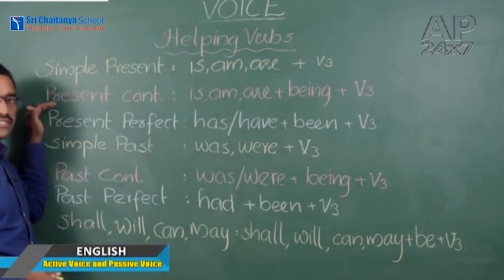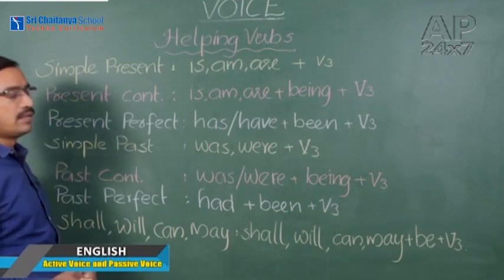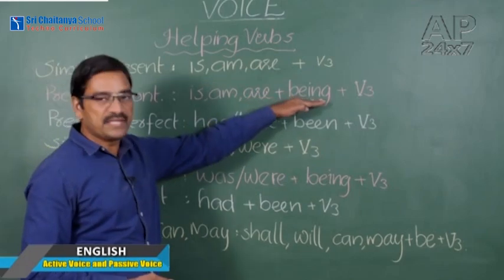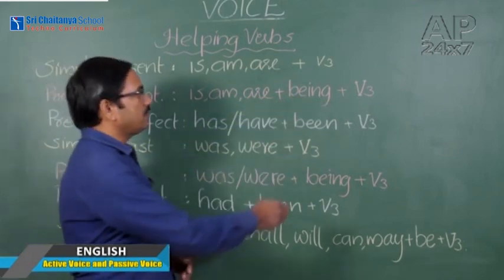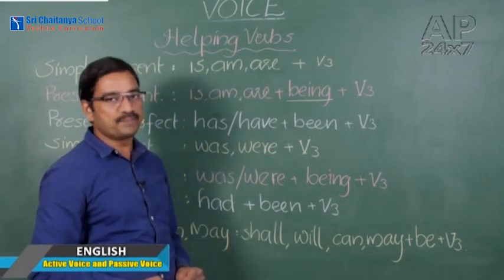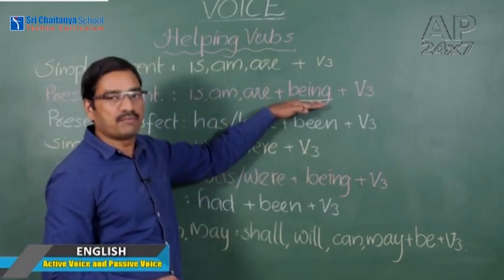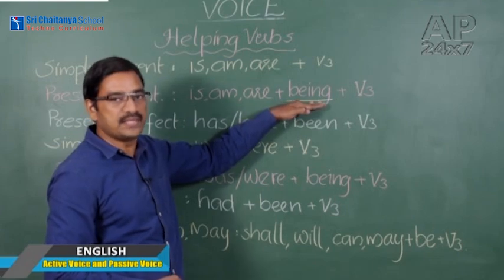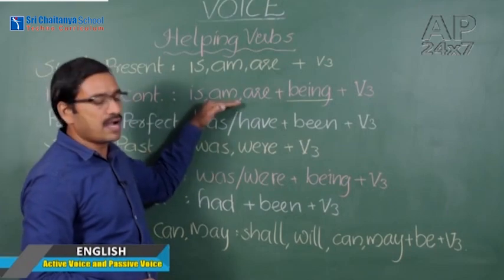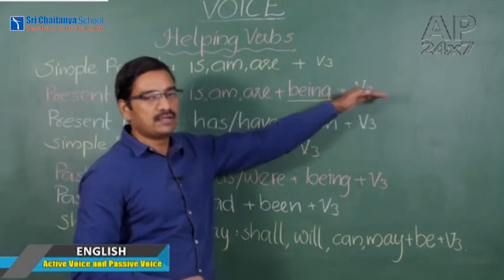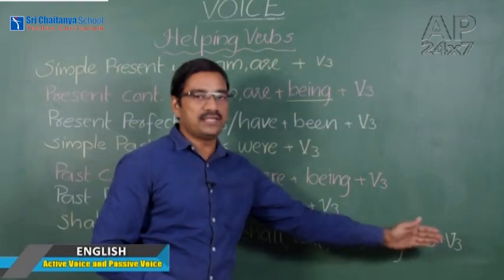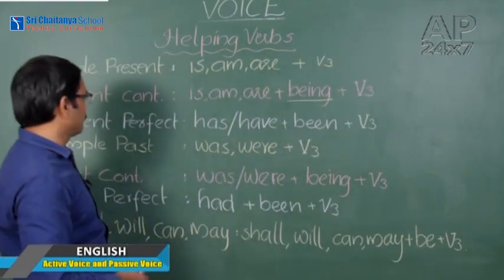If the given active voice is in the present continuous form, we have to select is, am or are plus being. So remember, this being shows the given active voice is in the continuous form, and we retain the continuous form in the passive by using the be form being. So take one of these helping verbs out of is, am or are plus being plus V3. And obviously all the verb forms, main verb will be in the V3 form in the passive voice.